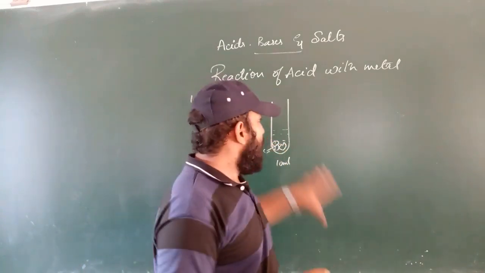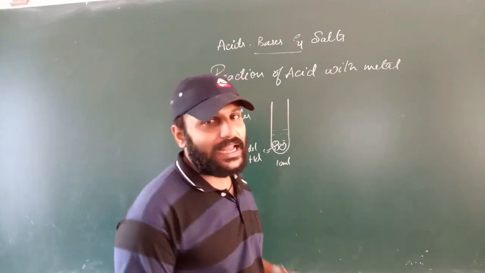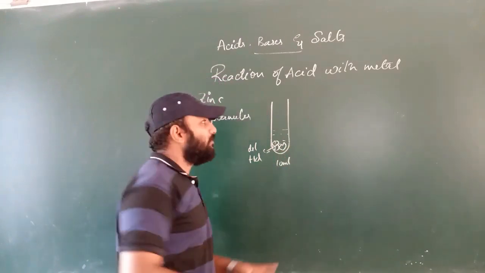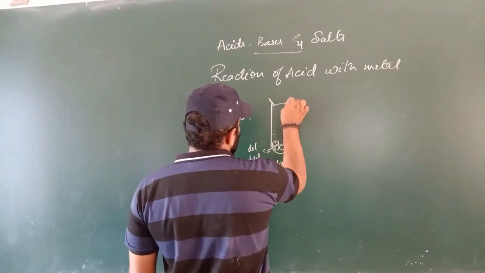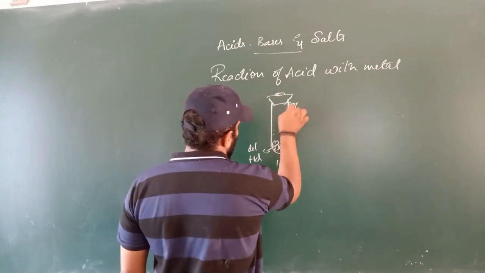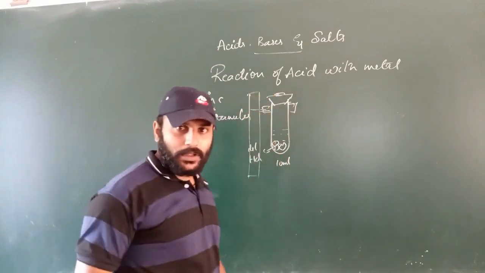What have I done? I have taken one test tube, added 10 ml of dilute HCl into it, and added a small zinc granule into that test tube. Now I will close the test tube with a single hole rubber cork, and clamp that test tube to a retort stand. Understood up to here?